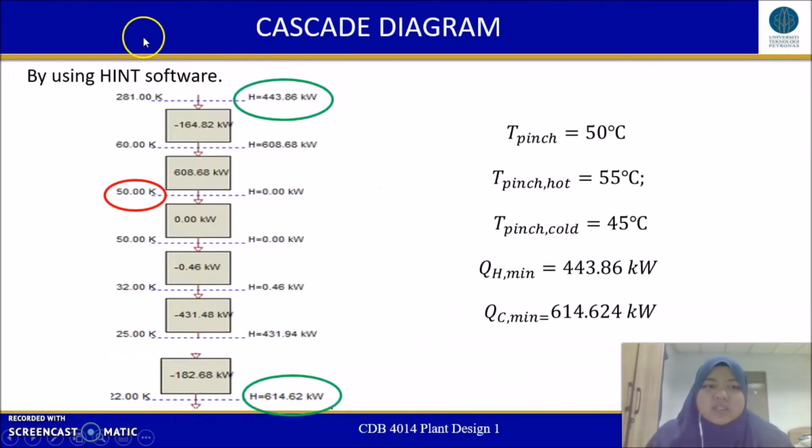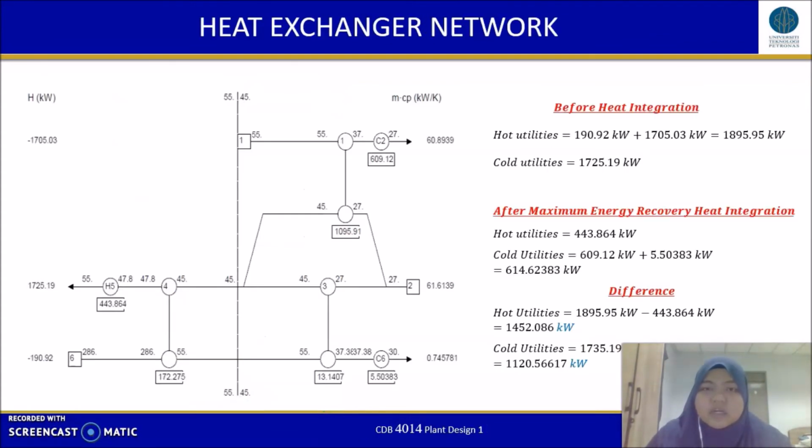So by using the HINT software, we can obtain this cascade diagram where the information can be extracted. At the enthalpy of 0, we can get the pinch temperature, which is 50 degrees Celsius, and also the minimum heating utilities and minimum cooling utilities. From this information, we can construct a heat exchanger network, or we can call this the maximum energy recovery heat exchanger network, or MER.